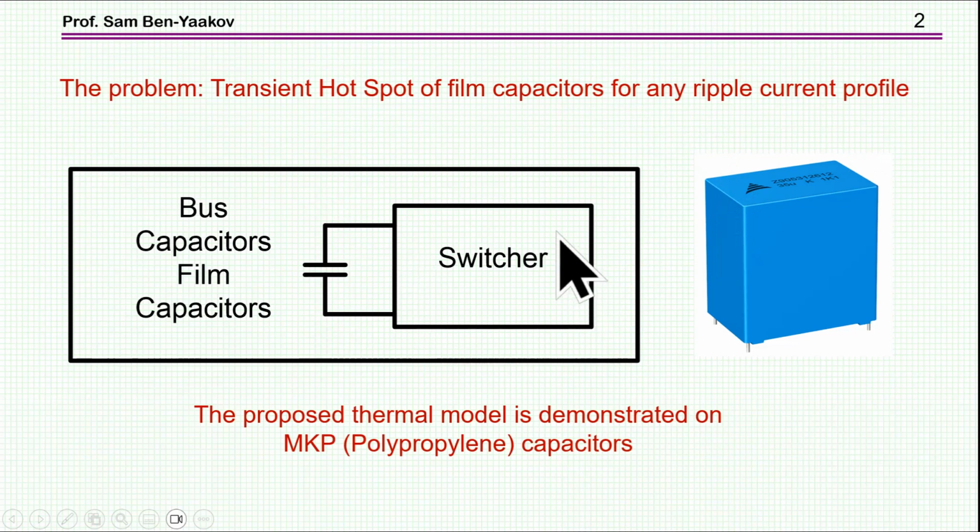We are assuming here that we have a switcher, a converter or inverter, which is injecting into this bus capacitor. This is a representation. Into this bus capacitor goes a ripple current, a high current, and we are asking what will be the temperature, and of course what is of interest is the lifetime of the capacitor under the particular operating condition.